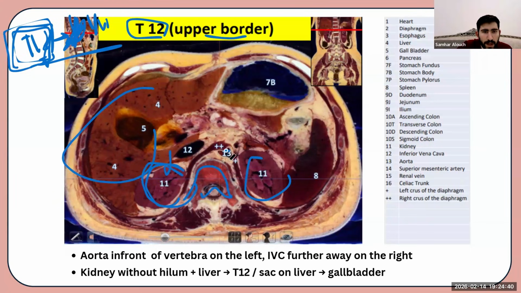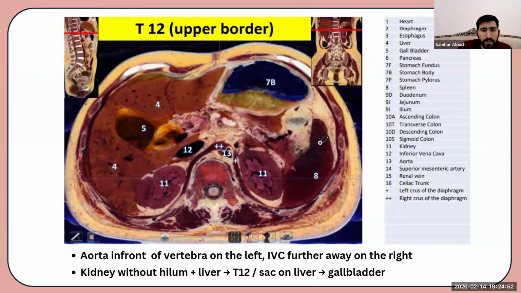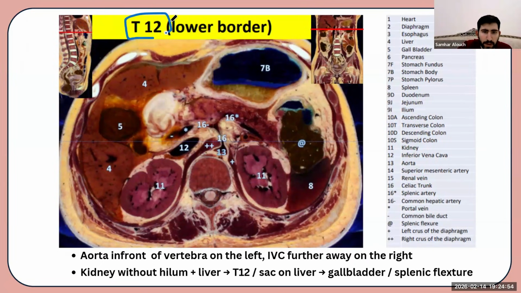We have the vertebra, we have the aorta, we have inferior vena cava. Here we have the liver. We also have a sac on the liver that appears at T12. What is it? Gallbladder. Here we have the stomach. Here we have the spleen. Easy. Now T12, lower border.